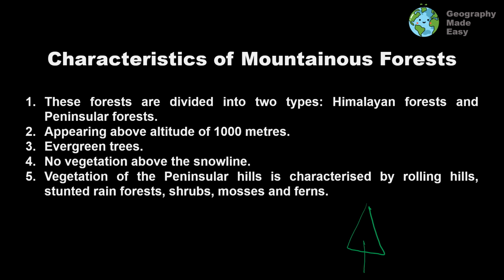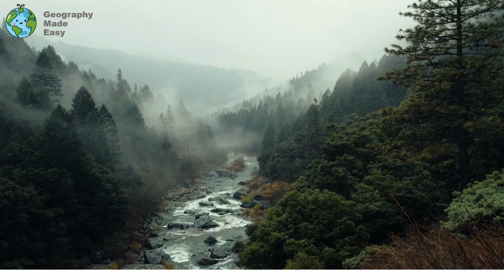On the other hand, the peninsular hills have different kinds of vegetation, that is the rainforest, shrub, mosses and fern growing together, and they are seen in Nilgiris, Mahabaleshwar, certain parts of Western Ghats, Satpura, etc. This is the photo of the mountains in the Himalayas, the mountain forests with fog and a river.